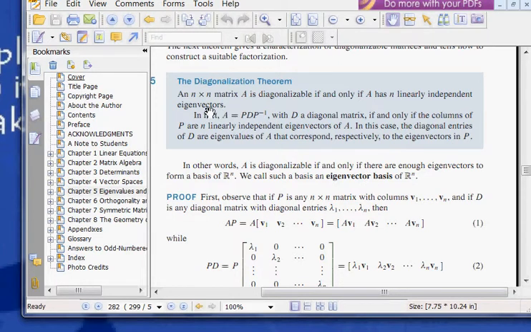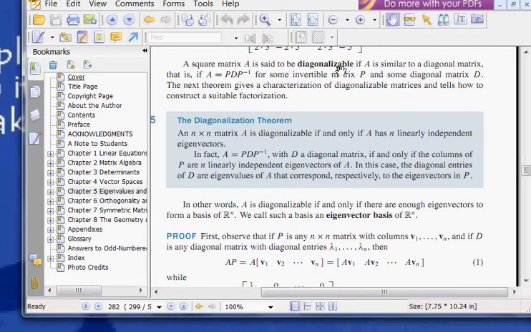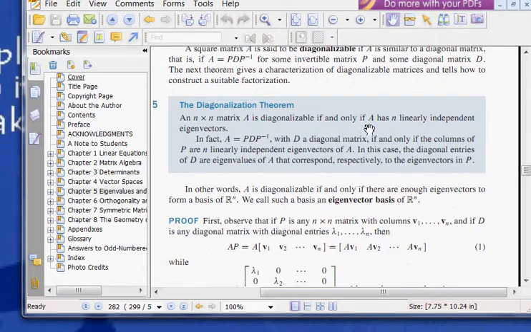Hold on a minute. Let me read this again. An n by n matrix is diagonalizable if and only if A has n linearly independent eigenvectors. Okay, so what is this? Now what they're saying here is that you have your matrix A, right? That is diagonalizable. That means the matrix A is similar to some particular D if and only if A is composed of n linearly independent eigenvectors.